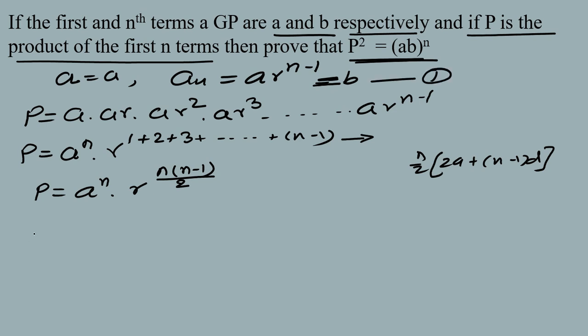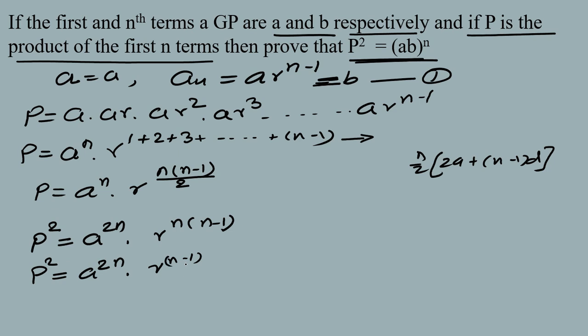Okay, so here we can write r to the power n minus 1. We can simplify it further. So p square is equal to a to the power 2n times r to the power n times n minus 1, and it will be p square is equal to a to the power 2n times r to the power n minus 1, whole to the power n. Because it is a power to the whole power, we can write it as a whole power. Okay, so p square is equal to a to the power 2n times r to the power n minus 1.